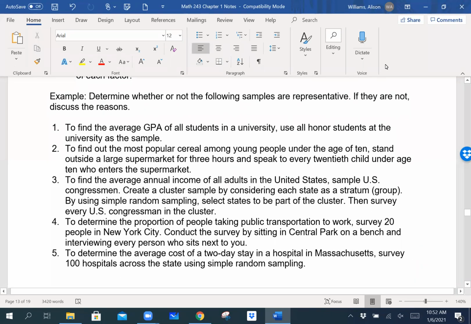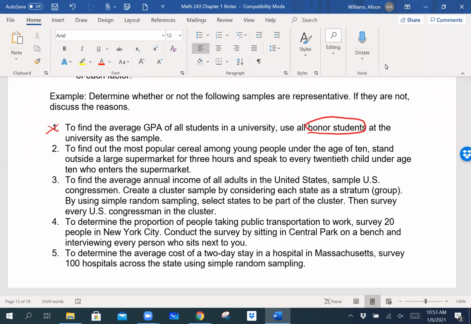Okay, so let's look at these examples and see if they are going to result in good samples or not. So define the average GPA of students in a university. All honor students at the university are sampled. That's not going to work because we're looking at honor students. So that's not going to be representative of the population. This is a special group of students. Maybe they're full time. Maybe they have extremely high IQs. Who knows, right? Maybe they have parents who are pushing them and they're under a great deal of stress. These may not be good representations of everybody's GPA.